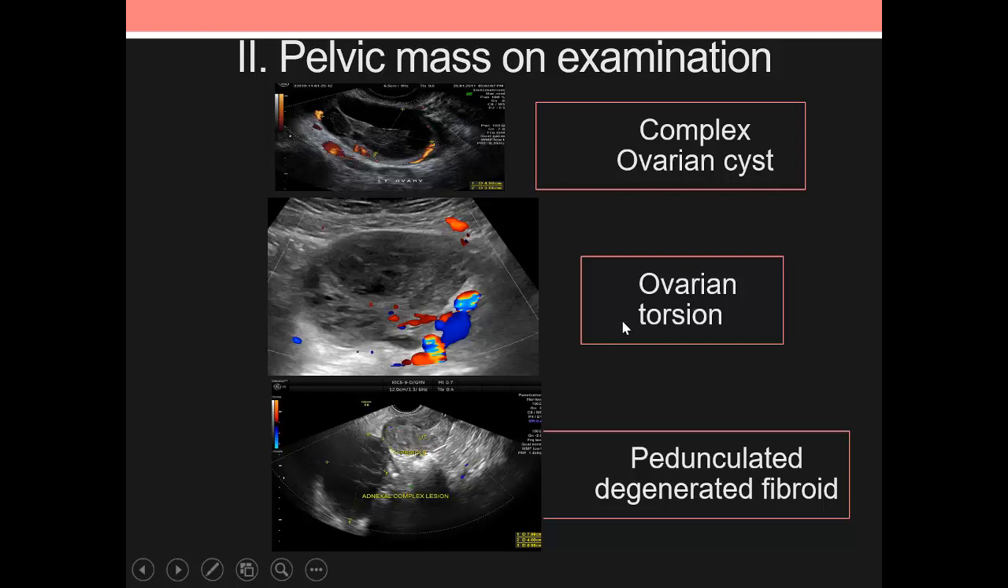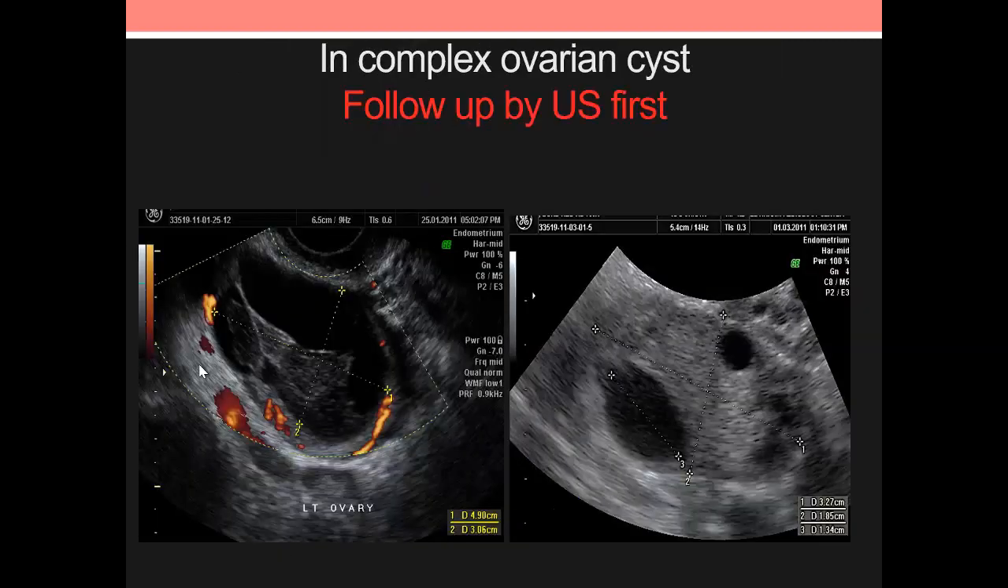of ovarian torsion. Here we have an adnexal complex lesion, but related to the uterus, and this is a case of degenerated fibroid. So we have many causes that cause a complex adnexal lesion. We have to know if it is ovarian or not, and start to know the origin of this complex ovarian lesion.